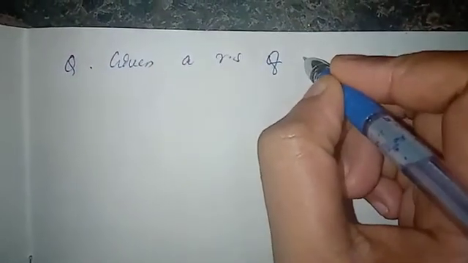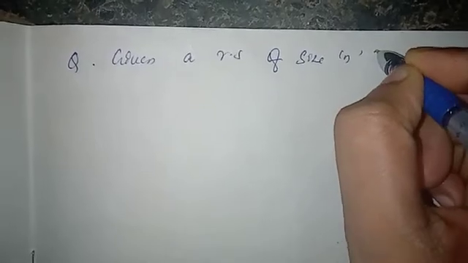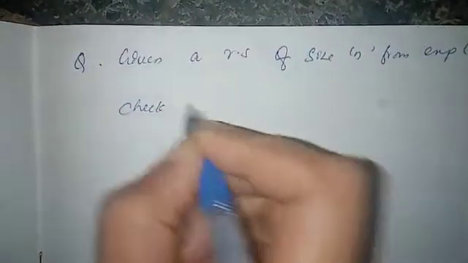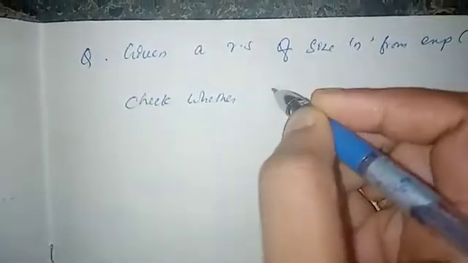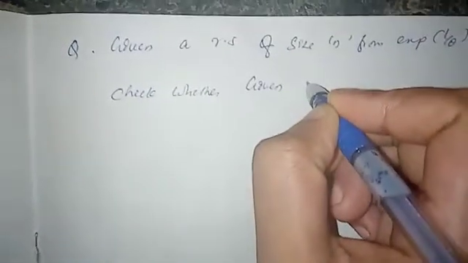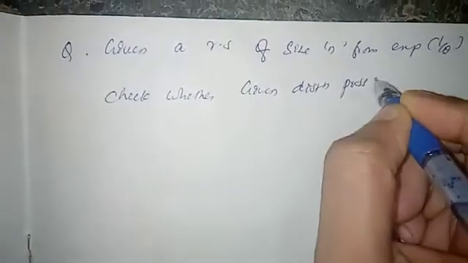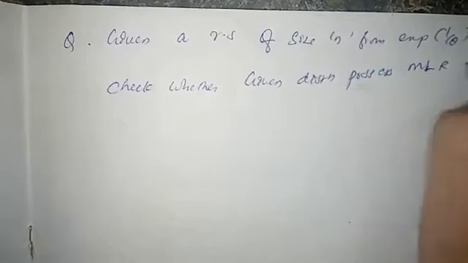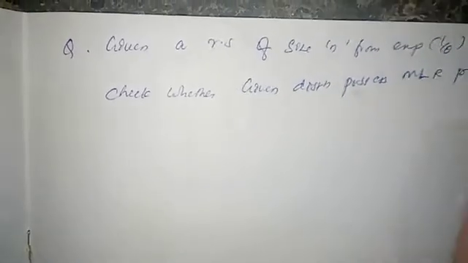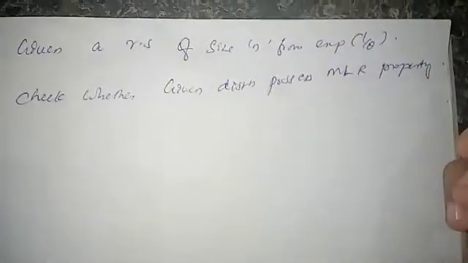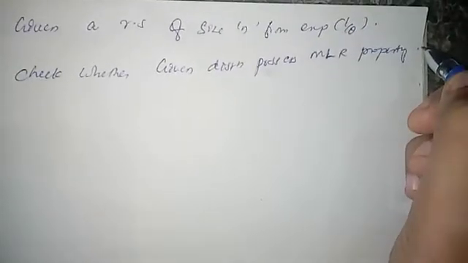Next, we will solve another problem. Given a random sample of size n from exponential with parameter 1 by theta, check whether the given distribution possesses MLR property. This is the question.